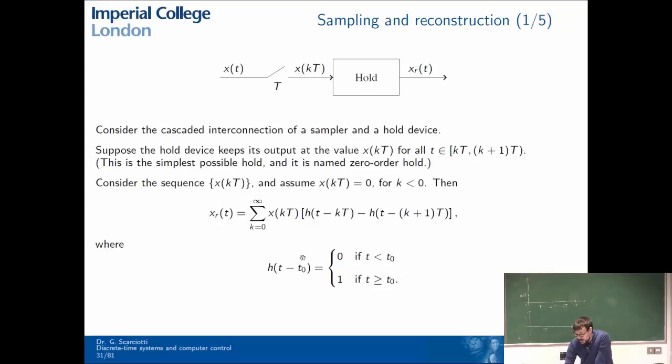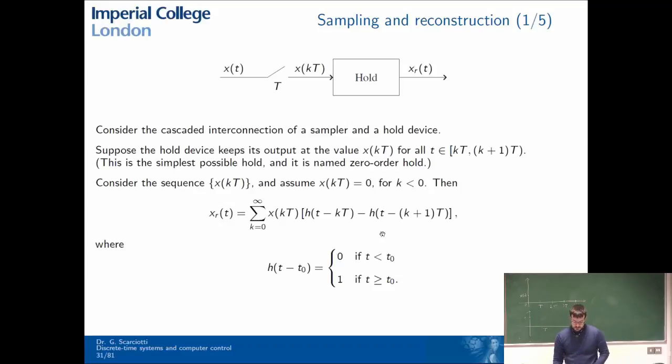This function is the difference between h at a certain time and h at another time. What is h? h is a function that is 0 for negative values of the argument. So when t is less than t0, this is 0, and when t is greater than t0, this is 1. So this is basically the unit step function, which from now on we indicate with the letter h. So this is the difference between two steps.